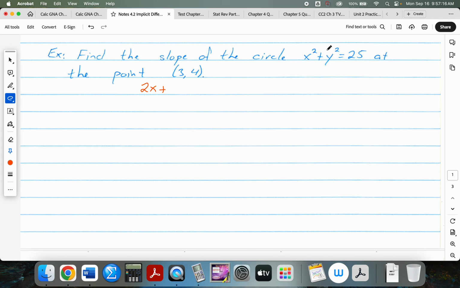Plus, now again, I want to think of this y as some unknown function of x, so I'm going to have to use the chain rule on that. I'll take the derivative of the outer part, leaving the inner part alone. There'll be 2y to the first times the derivative of y with respect to x, which is dy dx, equals, and here's a place that students frequently go wrong when they first start doing these, the derivative of 25 with respect to x, since we're taking the derivative of both sides, is 0.